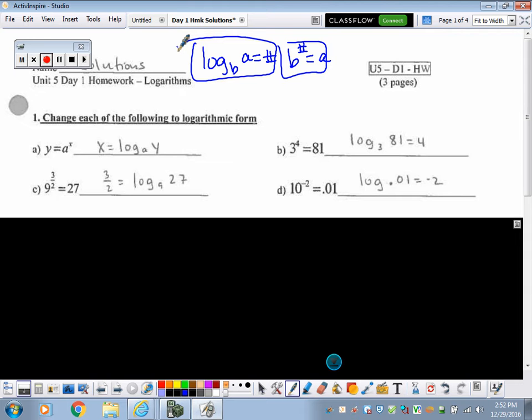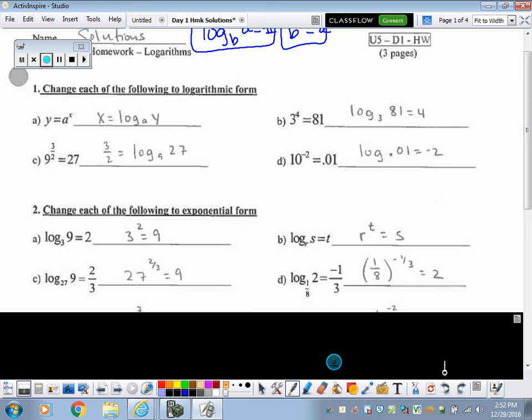You can also write it this way, like I did for letters B and D. Log base 3 to get 81 is equal to 4, 4 is the exponent. Letter D, log, and again, I didn't write the number 10 because I don't have to. If the base is 10, we don't have to write it. It's understood to be 10. Log 0.01 is equal to -2.